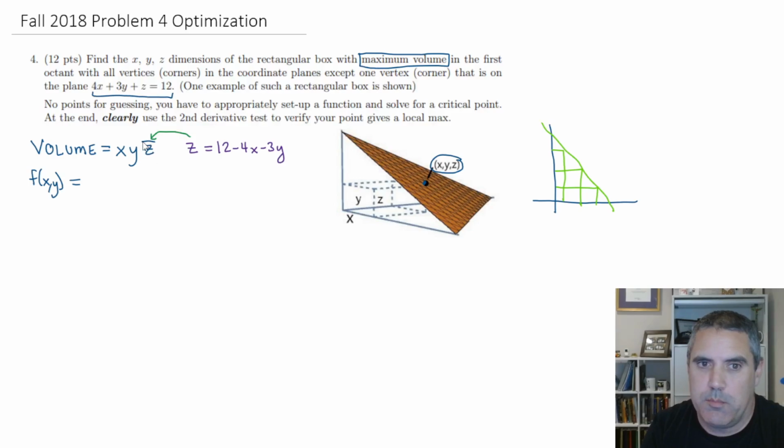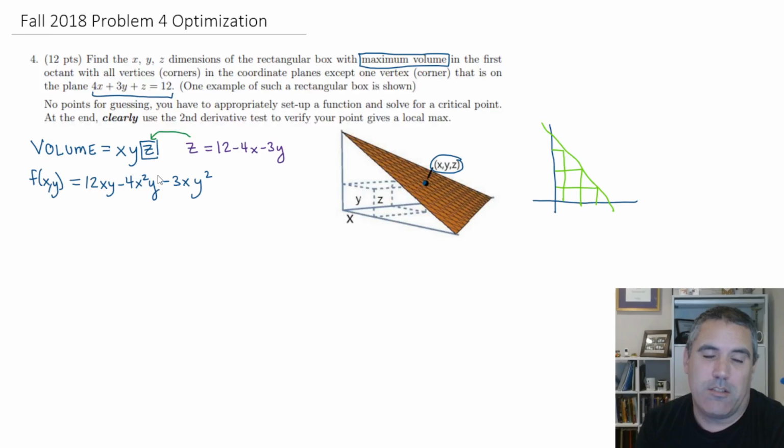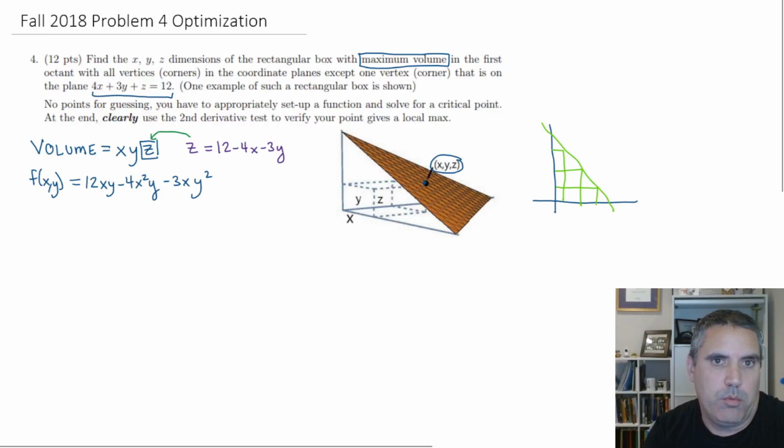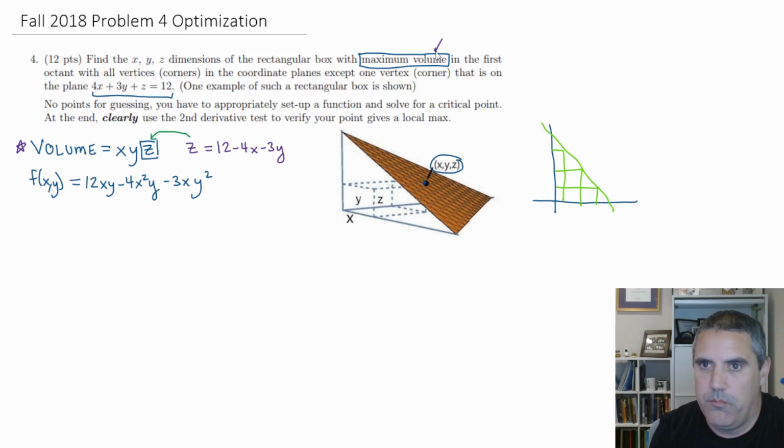Now, I personally would expand, so let's do that now. So I'm going to do xy times this. So it's going to be 12xy minus 4x squared y. So we're multiplying each term by xy. Minus 3xy squared. Now, the rest of the problem is going to be a fairly standard take the derivative, find the critical points. So to me, the guiding principle is, what are you trying to optimize? Volume. What are the constraints that x, y, and z have to satisfy? And from that, you get this two-variable function. But let's run through the rest since we're studying for the test.